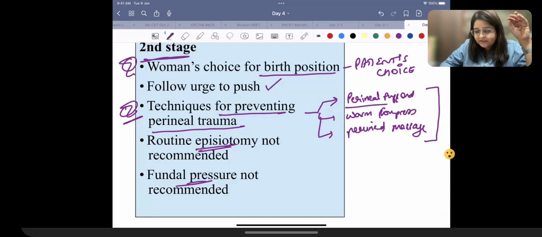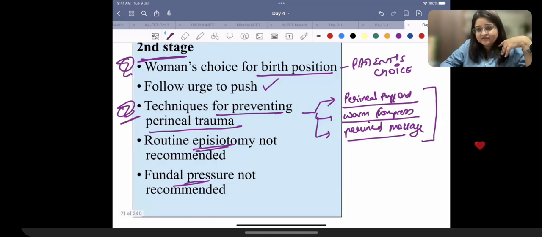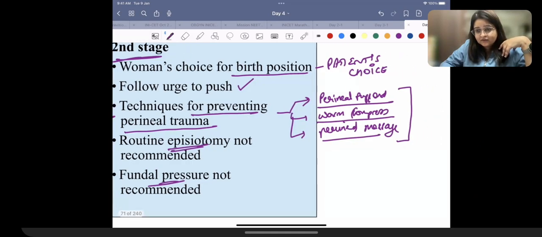What is written here? Perineal support, warm compress, warm towel रखना है. Perineal massage. ठीक है, these will prevent perineal trauma. वो आप resident must have said ना, fundal pressure दो, नहीं देना चाहिए. It's not a nice thing.